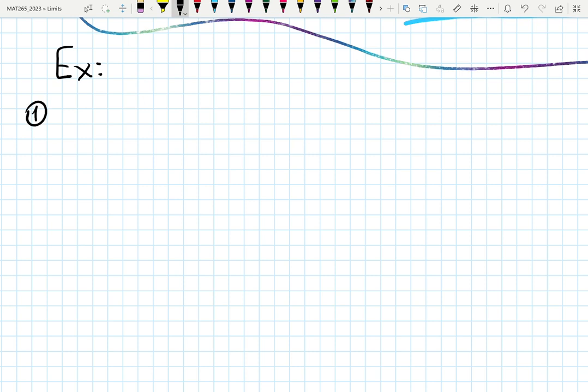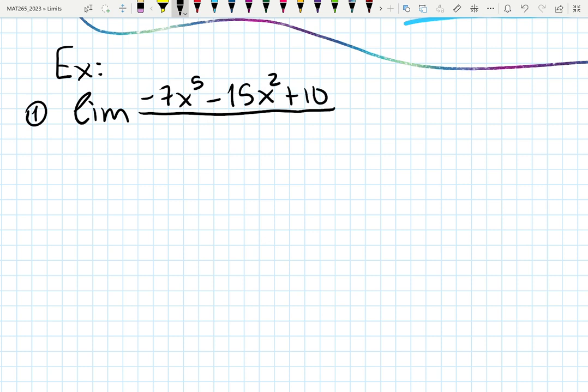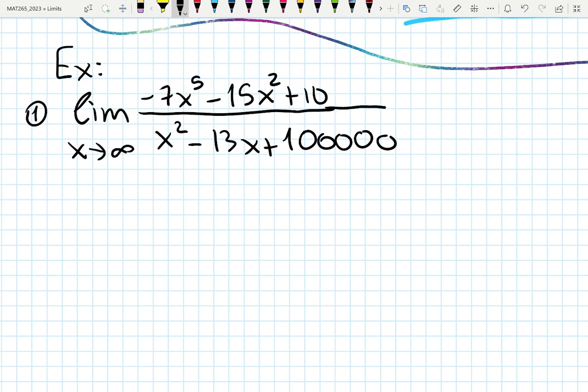Example 1. So now I will write it down and you quickly tell me what is happening. People who know this material too well, let other people answer, so other people can participate. Minus 7x to the 5 minus 15x squared plus 10, over x squared minus 13x plus 1, and how many zeros you want. Does it matter? x goes to infinity equals.